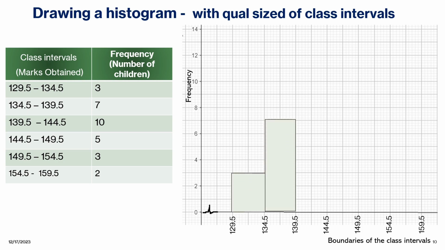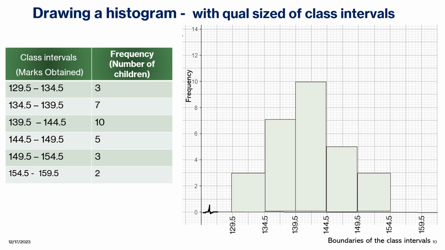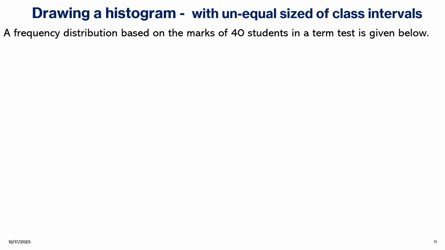Since the class width is same, we can draw this histogram using the previous steps. It is not a big deal for you. No brainer. Okay? Now our next task is drawing histogram with unequal size of class intervals.